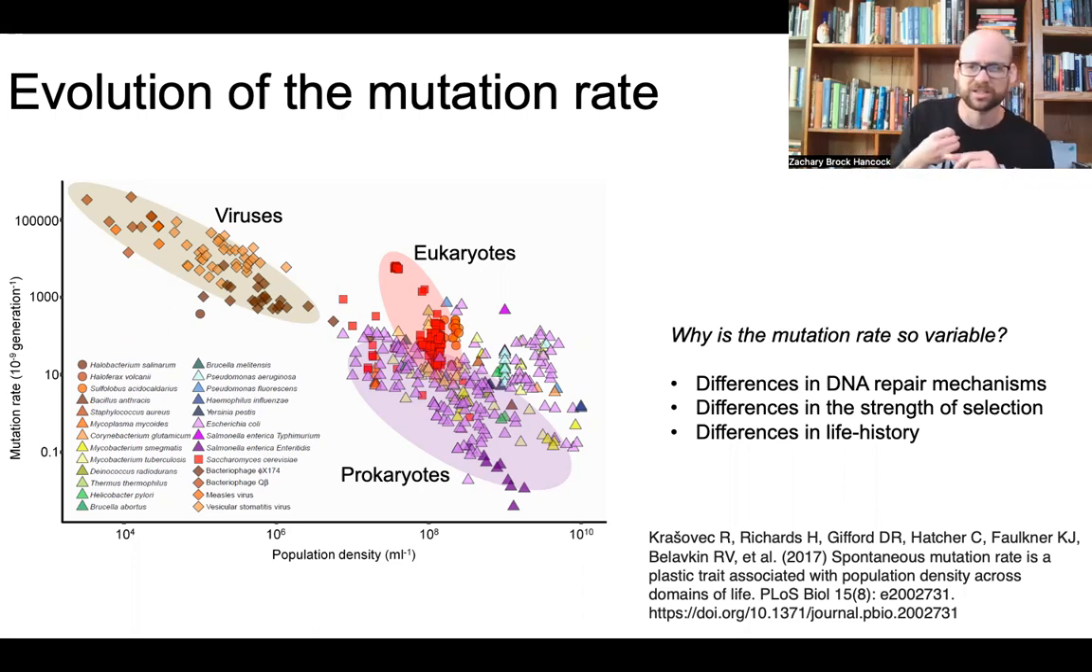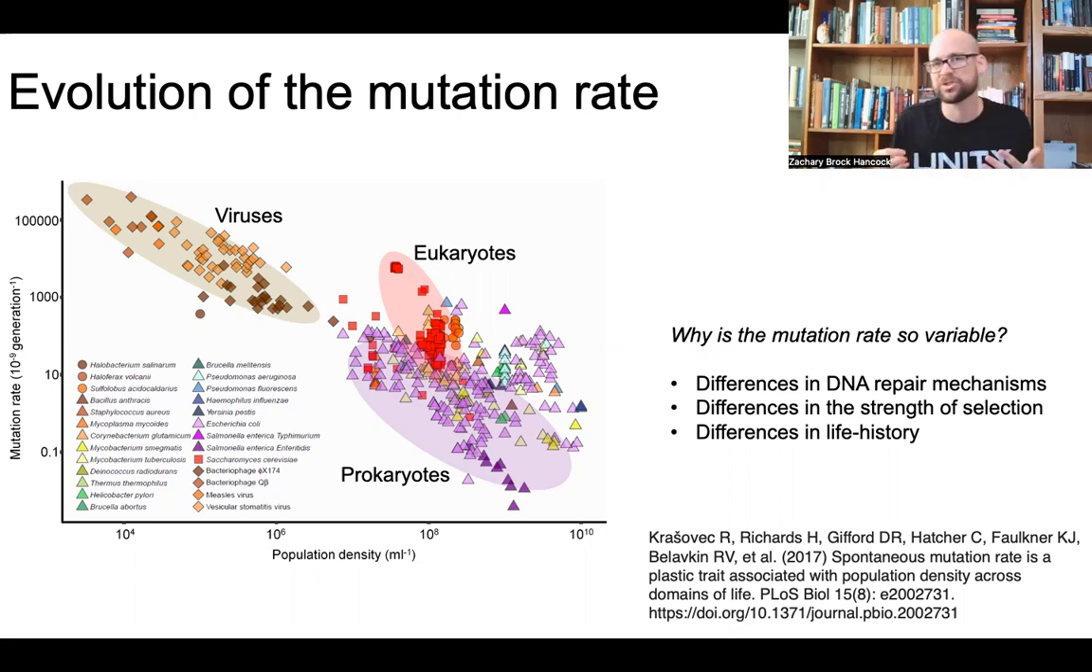One is that there exists differences in DNA repair mechanisms. So some organisms may have DNA repair enzymes that are just super efficient and that can weed out the vast majority of mistakes during replication. Other organisms may have much less efficient or completely lack DNA repair mechanisms, and so therefore just have more mutations because of that lack of a way to repair mistakes during replication.